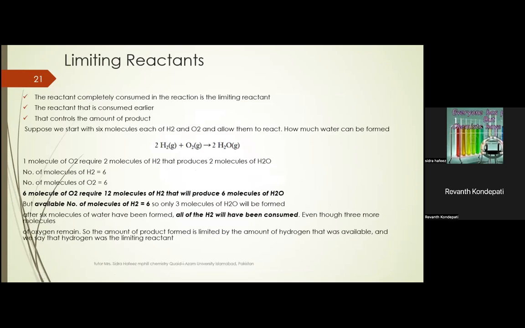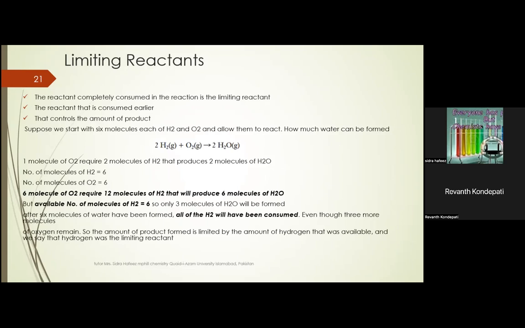Now we have understood how to calculate the amount of product that can be obtained from a reaction, and the amount of reactant that is required to produce a particular amount of product. Now we are going to discuss a new concept known as limiting reactant, and this is very important for every chemistry student, either a chemical engineer or just a chemist.